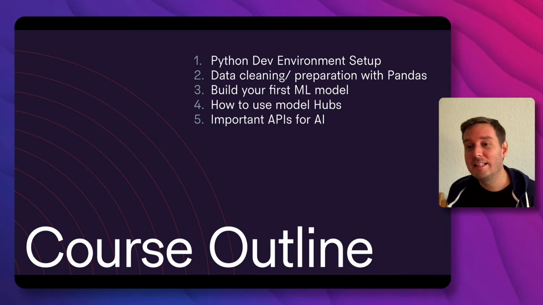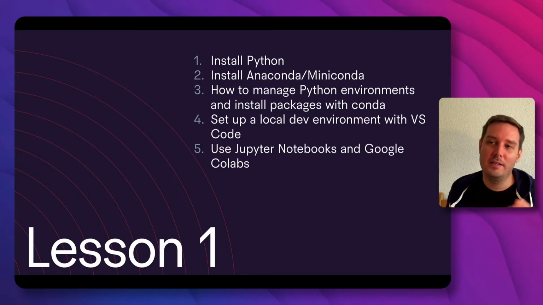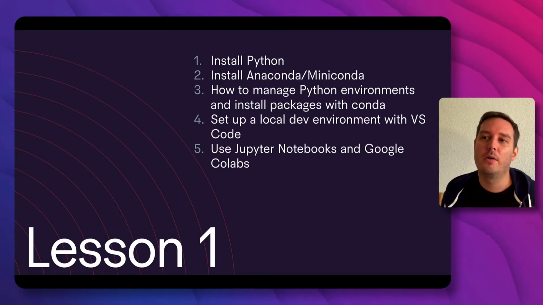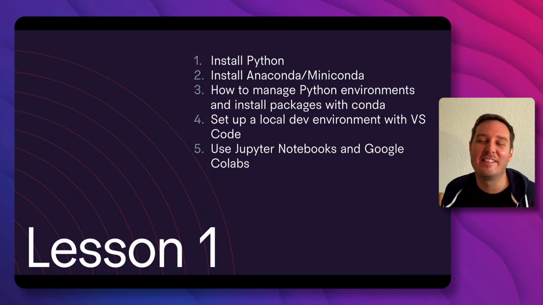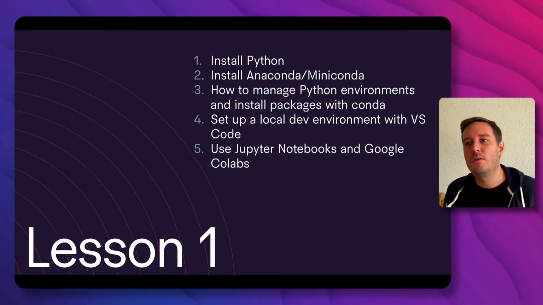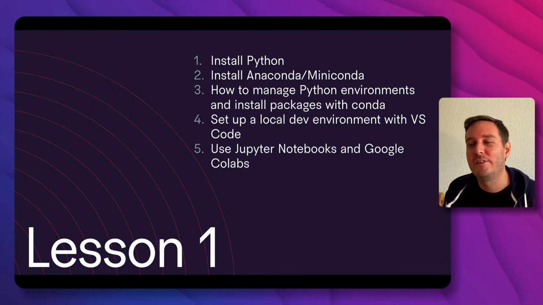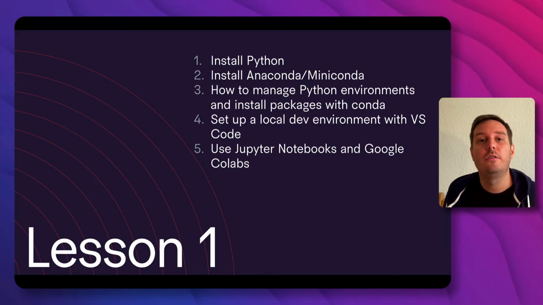So let's start with lesson 1, and let's talk about the outline for this video here. First, we talk about how to install Python. So we start at the very beginning. I will leave timestamps below, so of course feel free to skip this as well if you know this. Then we talk about how you can install Anaconda and how to use Conda to manage different Python environments and also install the packages you need. Then you will learn how to set up a local development environment with VS Code for Python. And lastly, we talk about how to use Jupyter notebooks and Google Colabs if you want a cloud environment.